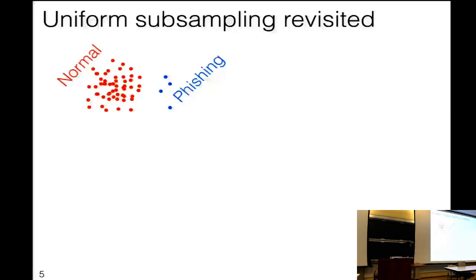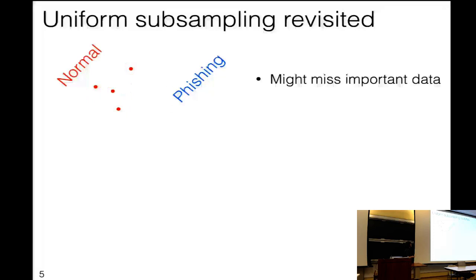Well, let's think about the issue that we just brought up. I have all this data and I uniformly subsample it, and oops, I lost some really important data. Now, I want to emphasize, if you have a two-class classification problem, of course you're not going to uniformly subsample away one of your classes. But maybe you have two important types of phishing data and you could subsample away one of them. That would be really bad, and you wouldn't know it in advance.